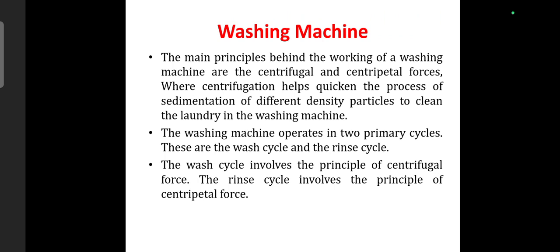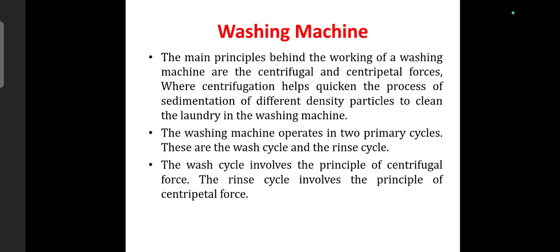Welcome to the lecture on washing machines, one of the most widely used home appliances in modern households. A washing machine is designed to clean clothes efficiently by combining mechanical action, water, detergent, and electronic control systems.